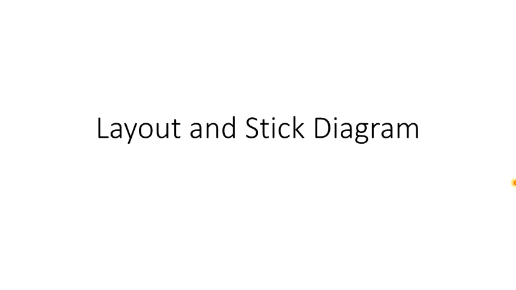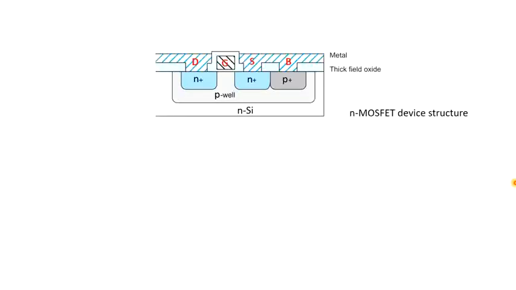Today's topic is layout and stick diagram. Let us start with an N-channel MOSFET device structure whose cross section has been shown here. Suppose to fabricate this N-channel MOSFET, what we have been given is an N-type silicon wafer.